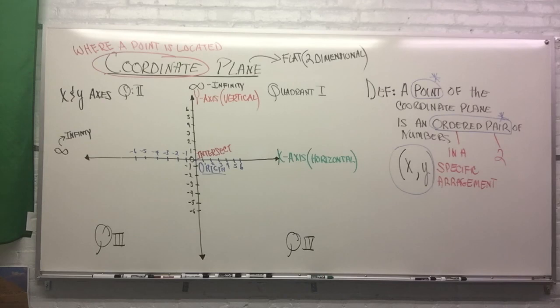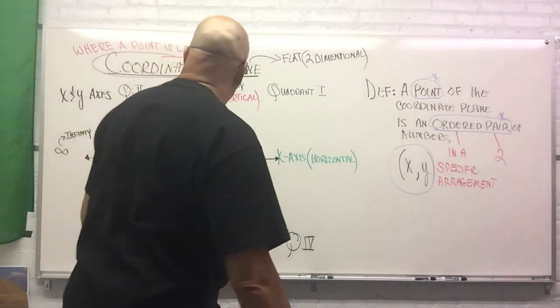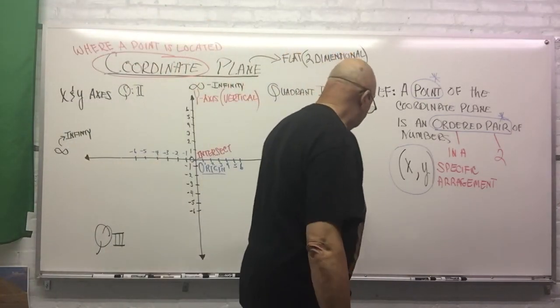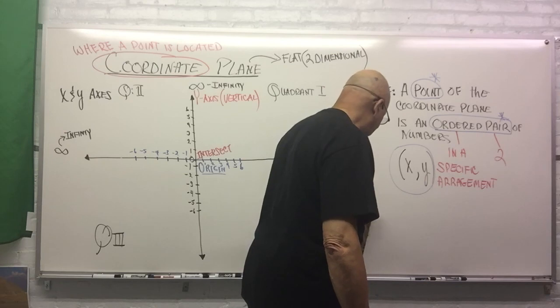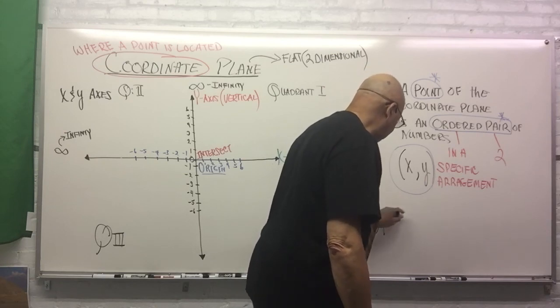So now when we say we want to put a point on the plane, the word for that is we want to plot a point.